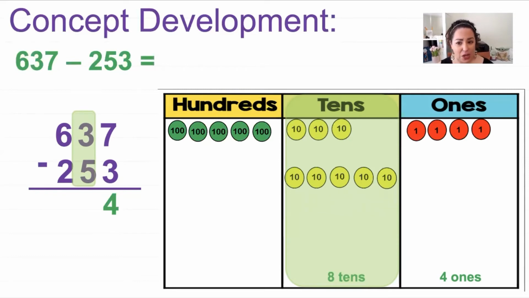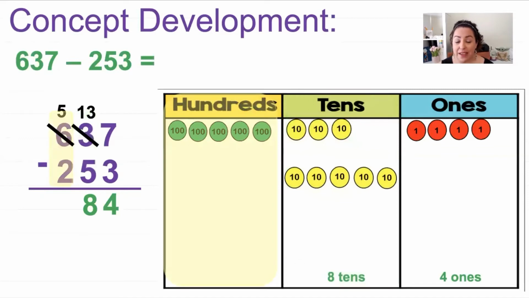Now let's show how this looks on the algorithm. So I had 6 hundreds, but I now have 5. And I did have 3 tens, but now I have 13. And when I took away 5, that left me with 8 tens. Now I'm done with my tens, I'm moving on to my hundreds, and now I have to do 5 take away 2. So what is 5 take away 2? That's equal to 3 hundreds, and that's it.